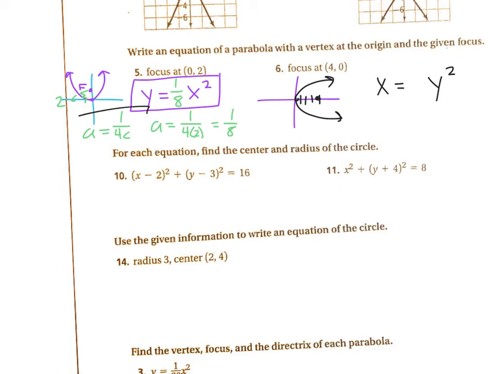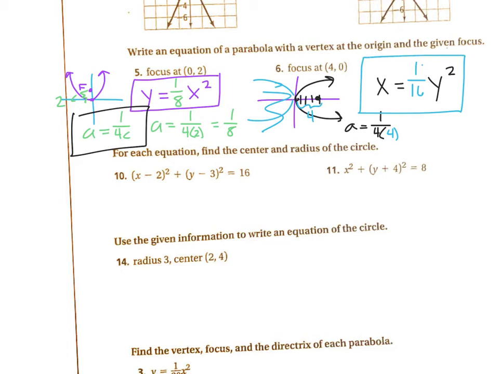Again, we're going to use this a equals 1 over 4c. So a equals 1 over 4, and then our c value in this problem is 4, right? From the focus to the vertex, so 4 here. So that's 1/16. Notice it's opening to the right, that's positive. If it opened this way, it would be negative, but it doesn't. So positive, we would say 1 over 16 here, and that would be your answer.